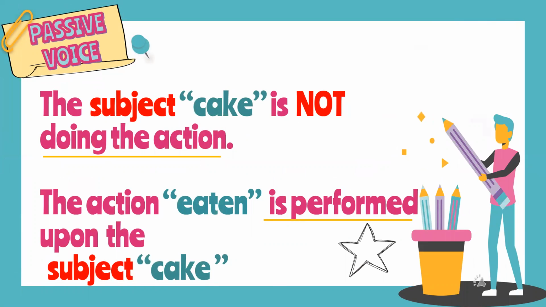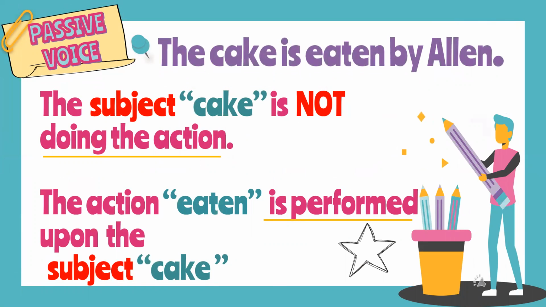The cake is eaten by Alan. Our subject is cake, and our action verb is eaten, while our object is Alan. The subject cake is not doing the action. The action eaten is performed upon the subject cake. Since our subject is not doing the action, but instead, the action is performed upon the subject, this sentence is a passive voice.